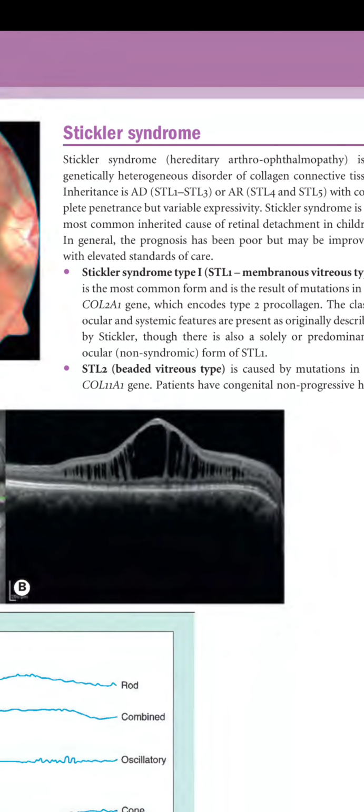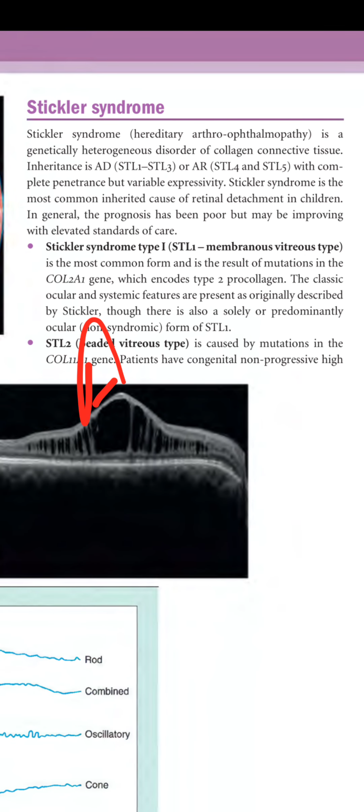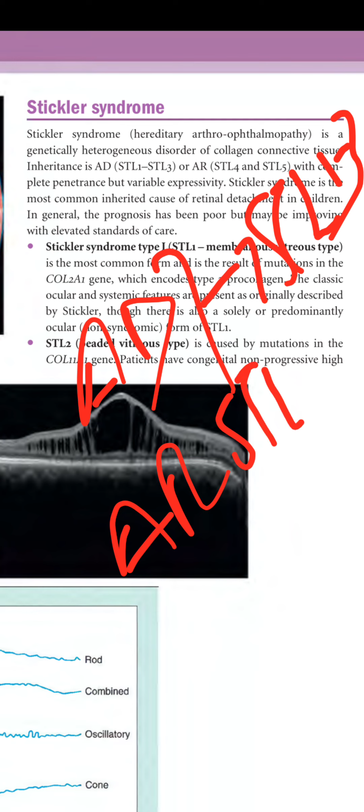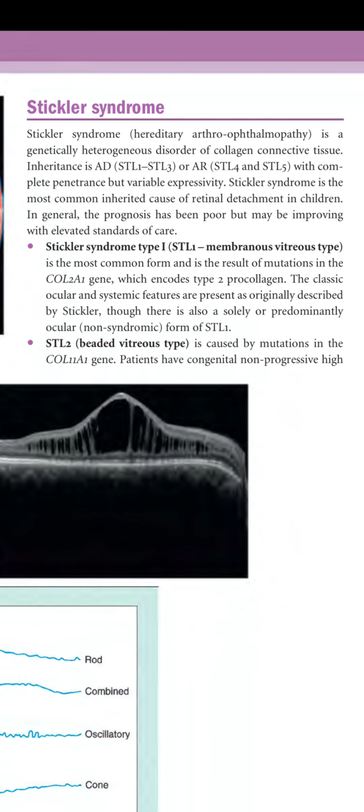So there are two types: autosomal dominant and autosomal recessive. The autosomal dominant further consists of the three types STL1 to 3, whereas autosomal recessive consists of STL4 to 5. Stickler syndrome is the most common inherited cause of retinal detachment in children. In general, the prognosis has been poor but may be improving with elevated standards of care.